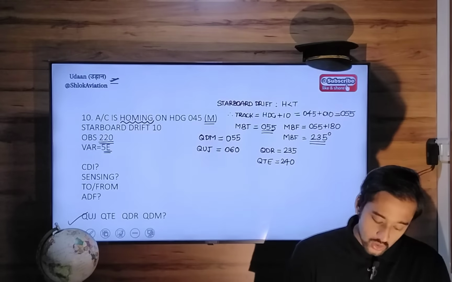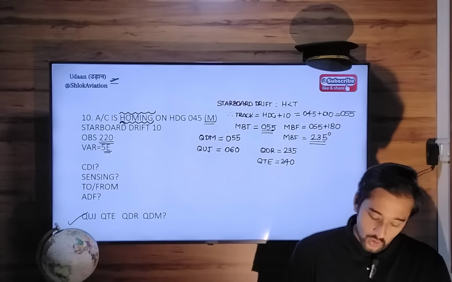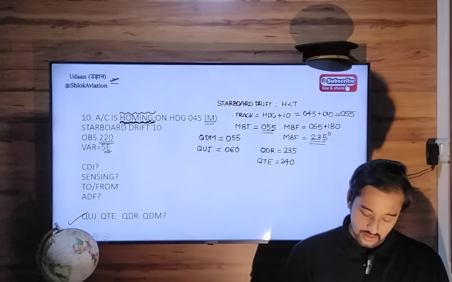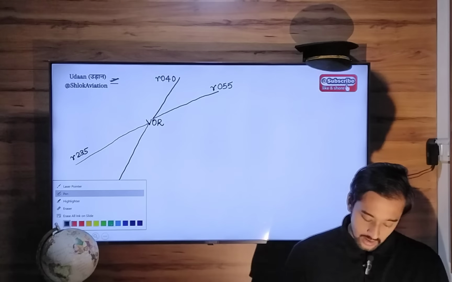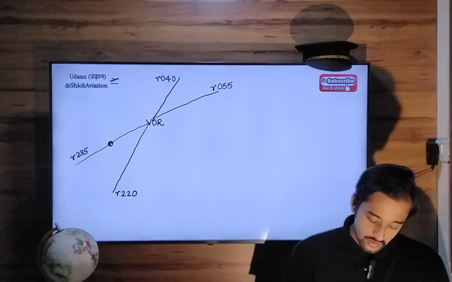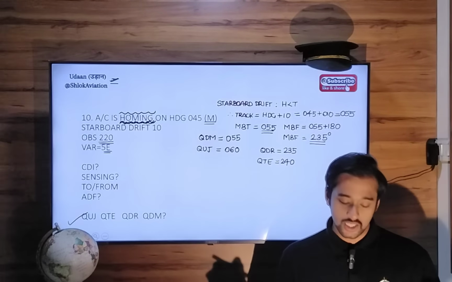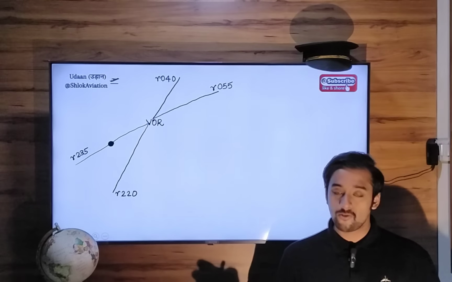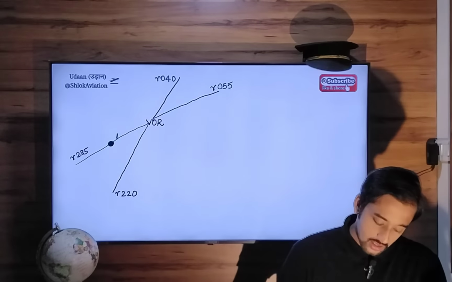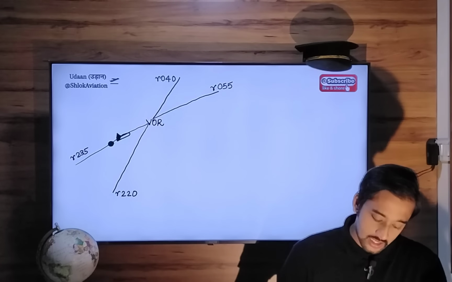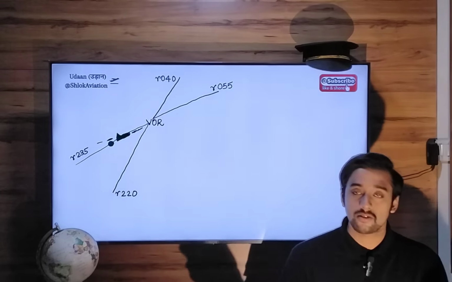Now you are homing towards the station. You are homing towards the station. So your aircraft is here on radial 235 and you are homing towards the station on a heading of 045. That means your aircraft looks something like this. On radial 235 on a heading of 045.